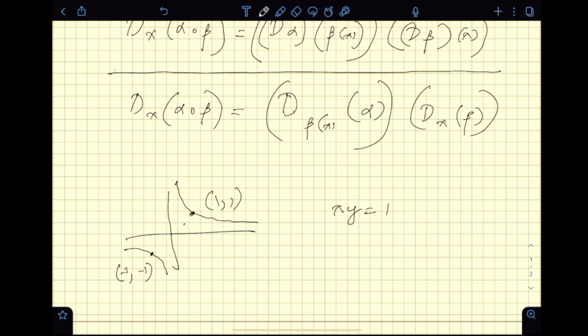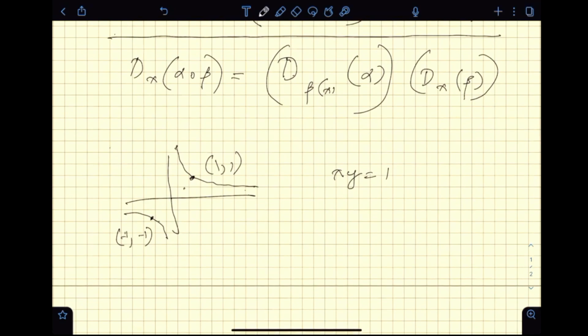Okay. These two points cannot be joined by a curve which lies entirely on the one-fold. Why? Because this piece is entirely in the first quadrant and this piece is entirely in the second quadrant. And the two axes don't intersect it at all.